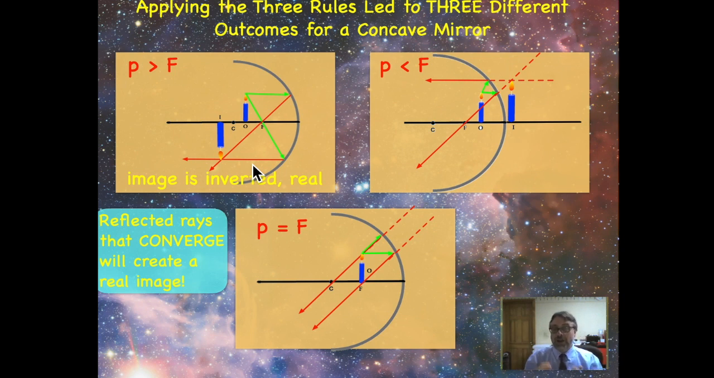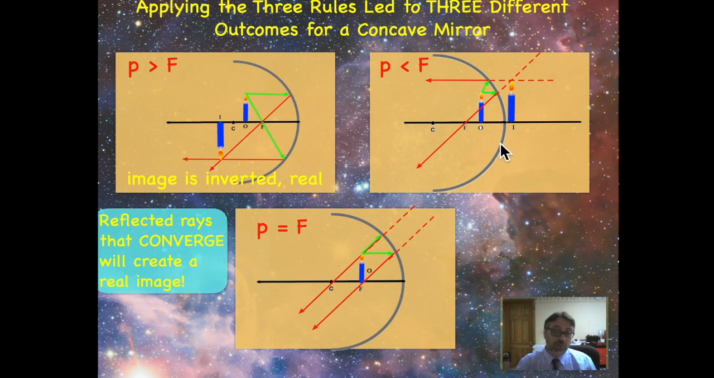So the next case we looked at is what happens if the object is closer to the mirror. If the object is closer to the mirror, that's saying that P, or the distance to the object, is less than the focal point. So here's the focal length, or the focal point, the distance between the focal point and the mirror. And I see that I've placed my object closer.